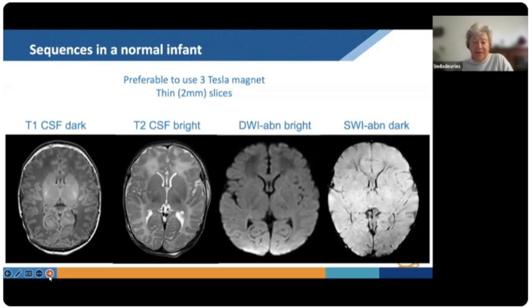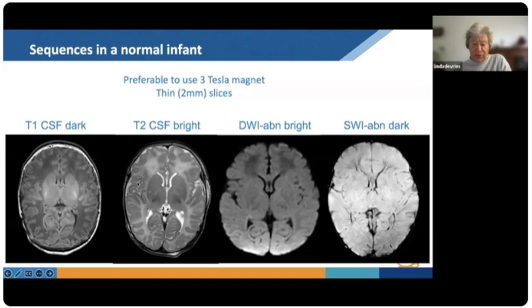So on the left, we see the T1, and as I mentioned, the CSF is dark, and the only thing which is bright is the posterior limb of the internal capsule. That's the only thing which is myelinated besides the brainstem in a full-term baby. And everything which we see now as dark gray will be white at the age of 2 years, because all these areas will by then be myelinated.